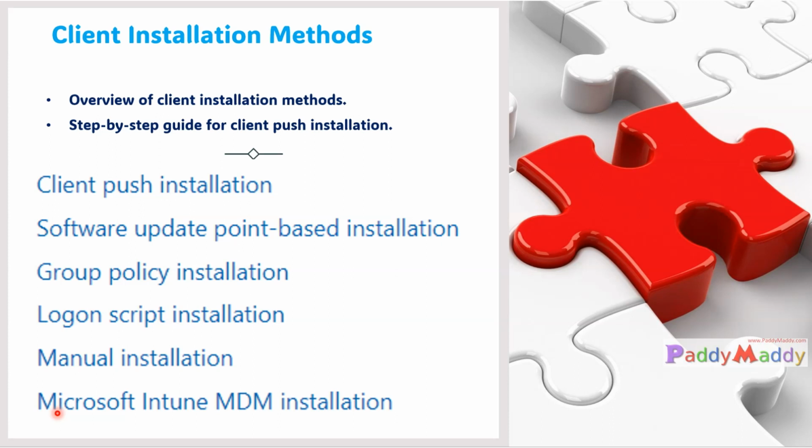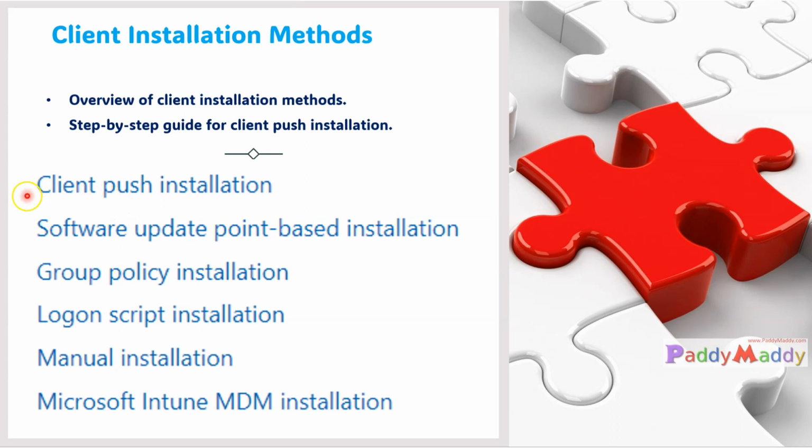Hi there, welcome back. In the previous lecture, we talked about the discovery methods and boundary groups. Now, in this lecture, we will be focusing on client installation. To install the client, you have multiple options available. As you can see here, there are close to 6 different methods.